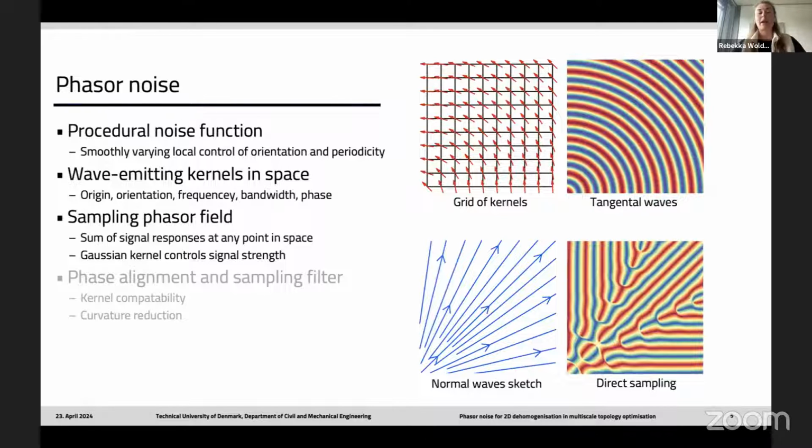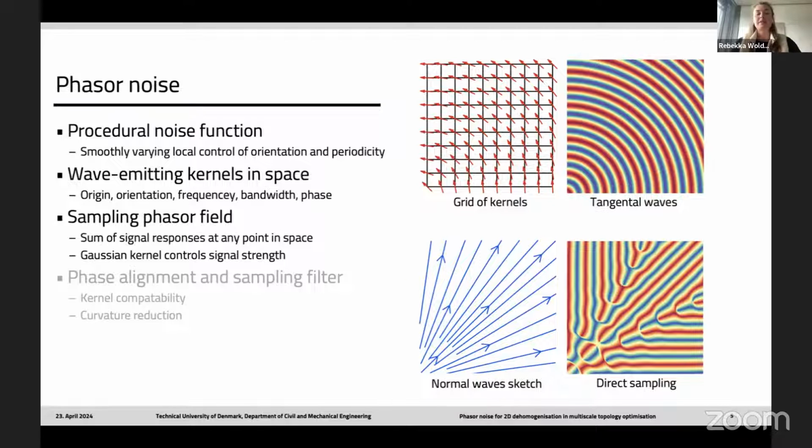From this compact Phasor set, the sampling of the Phasor noise field can then be conducted by summing the signal responses at any point in space, depending on what you want to sample, what the domain is. And due to the Gaussian kernel weights and the signal being complex, you get sort of a weighted average by summing the signals such that you get smooth transitions between the different kernels in space.